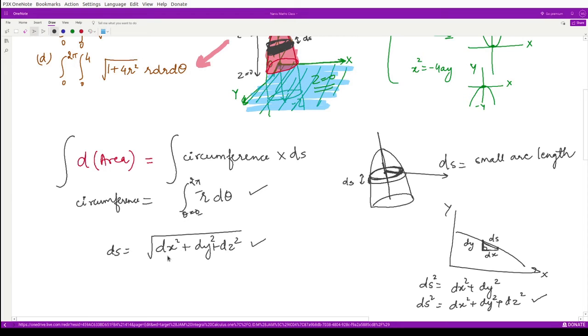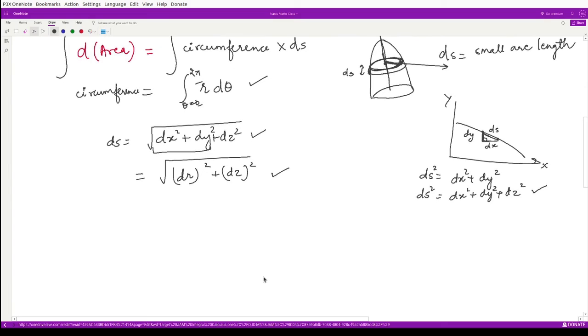Now, if we want to convert this into polar coordinates, dx square plus dy square would become dr square. So ds is the square root of dr square plus dz square. So you have the value of ds as this one. Therefore, we will calculate this dz by dr. Here you can take dr common, so this becomes square root of 1 plus dz upon dr whole square, into dr. Now we have to calculate what this dz by dr is.